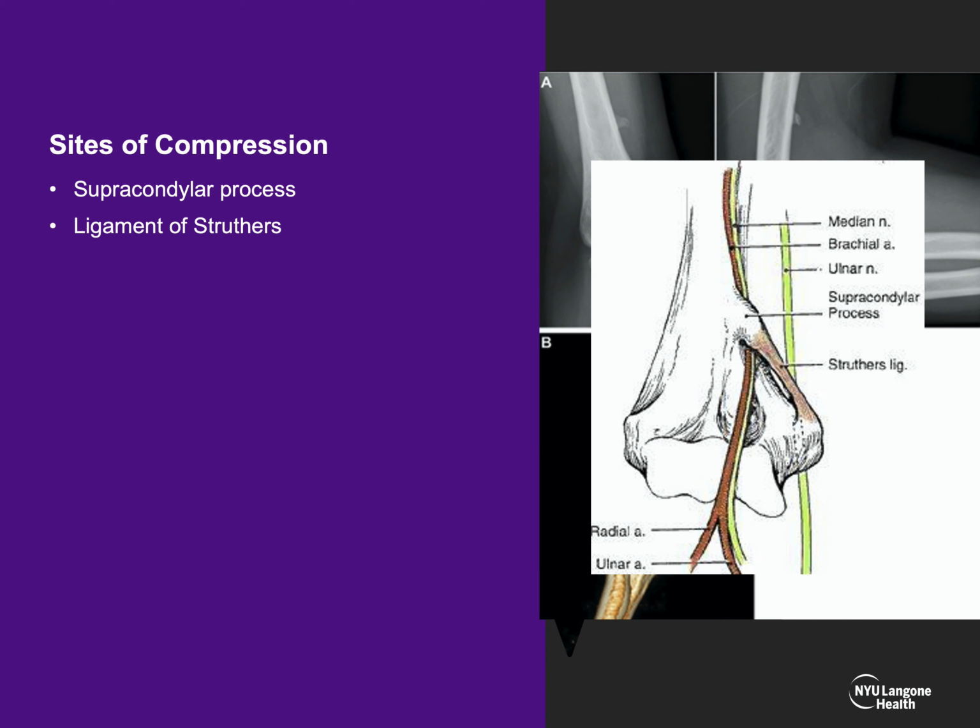The nerve is coming through the intermuscular septum. Just remember, ligament is M, median nerve. The ligament of Struthers and the arcade of Struthers are right by each other, so that's probably why they both use the term Struthers.